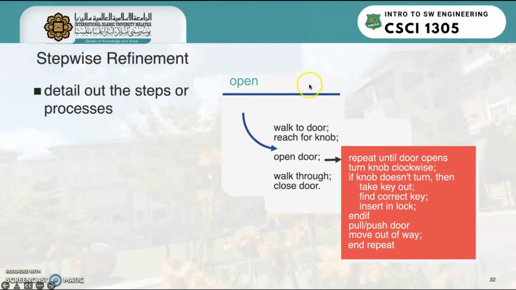This is an example from the procedure abstraction just now, when the door is open. What is the refinement of the open process? So you open the door, which you have to do these steps, and these are the refinement from open door. So this is just an analogy.